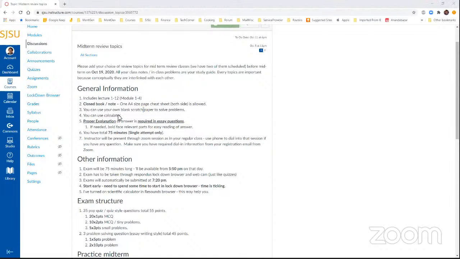Also, there will be some essay questions which need proper explanation. If you need, you can use all the features in the text editor in the Canvas quizzing environment to boldface, underline, and so on for easy reading of the answer. That is very important. There are a total of 75 minutes, single attempt.